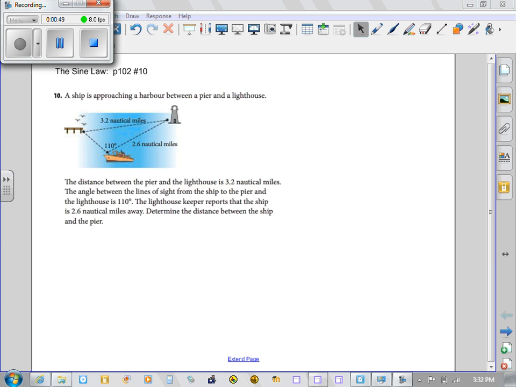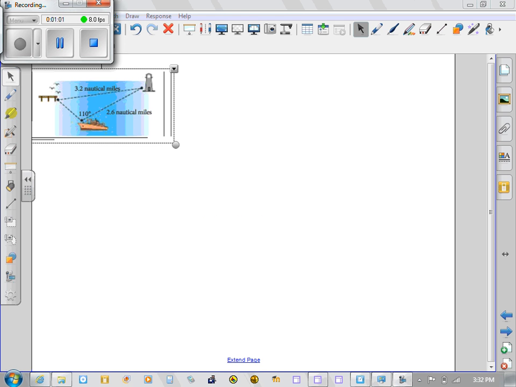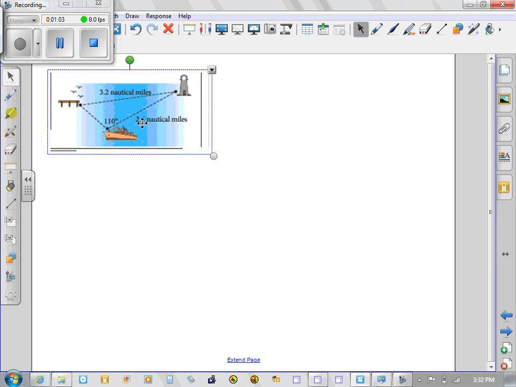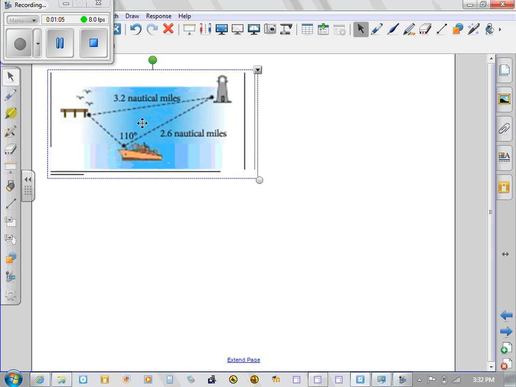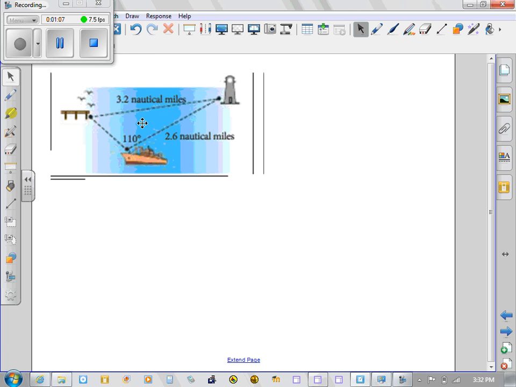Okay, I'm going to take this picture and cut it out just so we can enlarge it and make it easier to work with. All right, here's our new visual. We'll just increase the size of that. And what we're after is the distance from the ship to the pier, which is this distance right here.